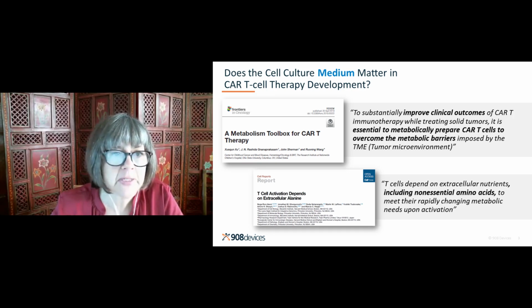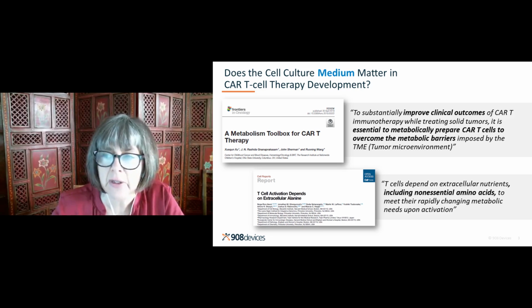So what can we learn specifically for CAR T cell therapy development, how cell culture media really matters? Actually, there's two aspects here that we can find in the literature. One is that especially for CAR T cells that are used to treat solid tumors, these cells have to be metabolically ready to fight the tumor environment, and they have to be cultured ex vivo to be able to do that. And then an example at the bottom there of a report showing that specific amino acids, the T cell activation is really depending on specific amino acids.